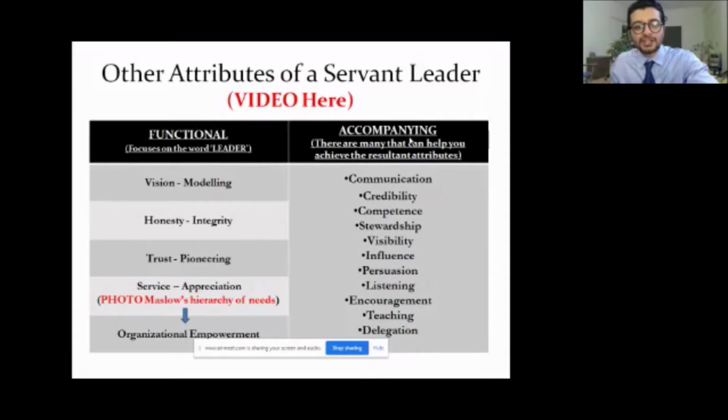When you talk about functional leadership, these attributes are the most common in every leadership that you see. The first is vision and modeling. I've combined two different concepts here, two different attributes. First is vision and modeling. By vision, you are able to model the organization that you want. Second is honesty and integrity.